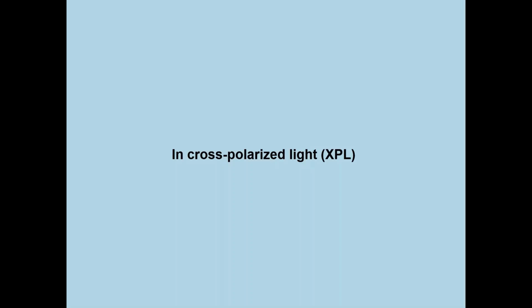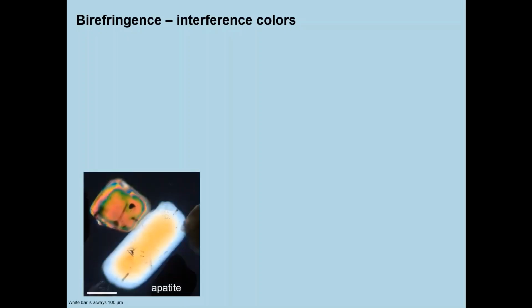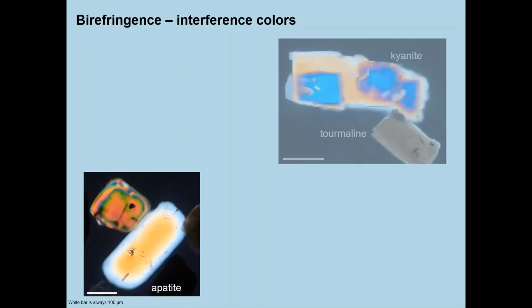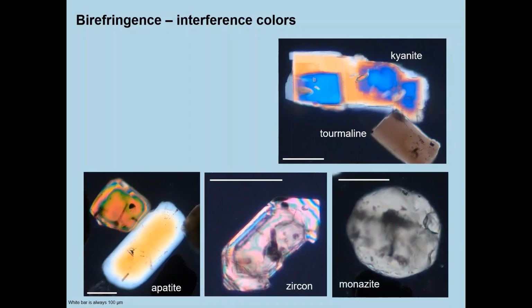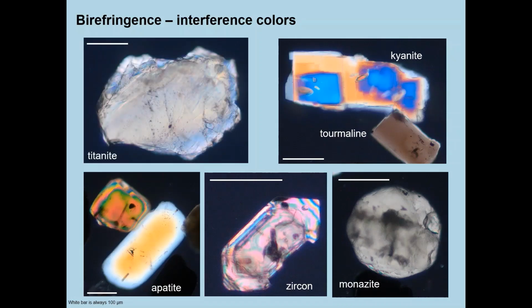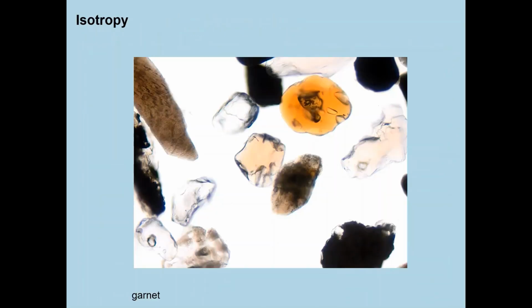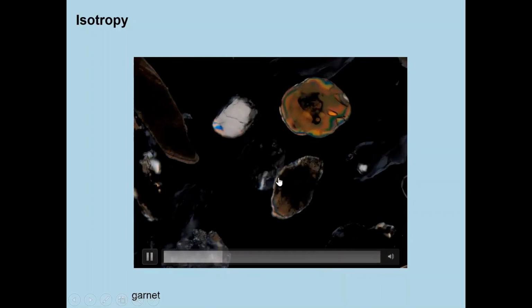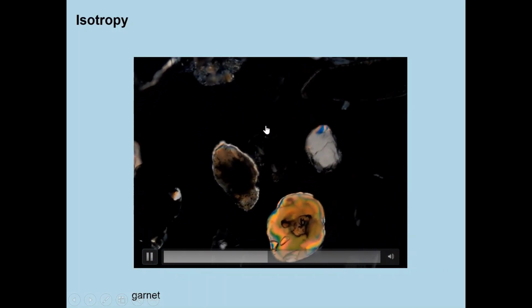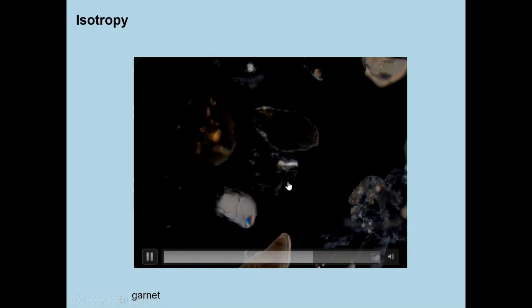First, you will check the birefringence, or the interference colors. Here we have an apatite grain with first-order white and yellow colors, a kyanite grain with first to second order colors, and zircon and monazite, which have very high order interference colors. Some minerals show anomalous interference colors like this titanite grain with its sky blue tint. If your grain stays black under cross-polarized light, even if you rotate the table, it means it is isotropic. This is characteristic for the garnet and the spinel group.